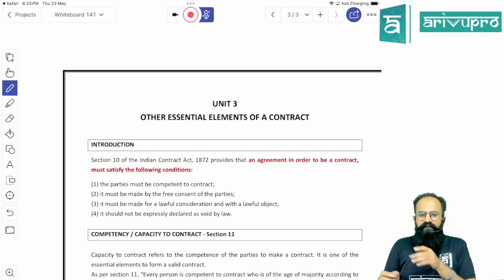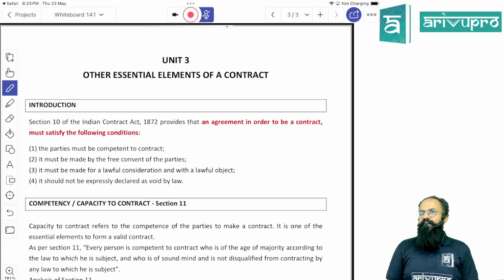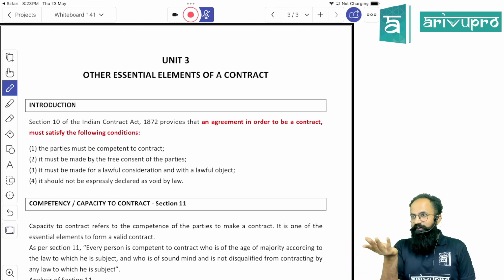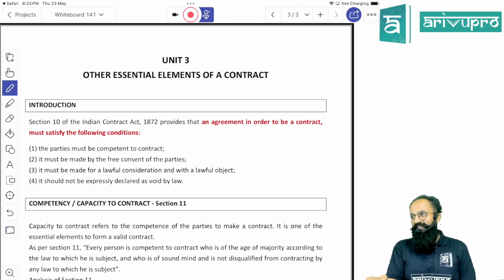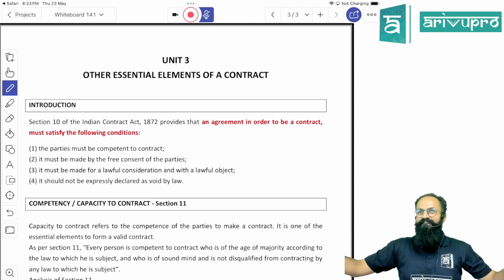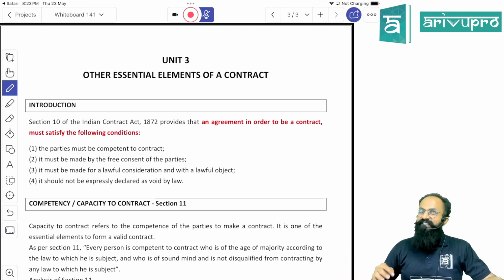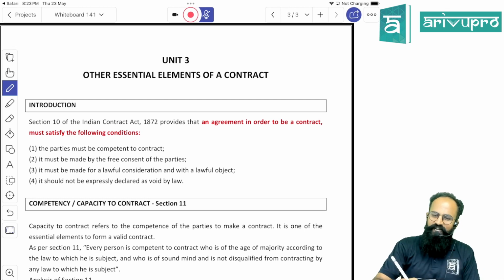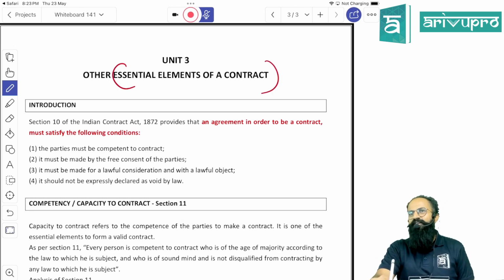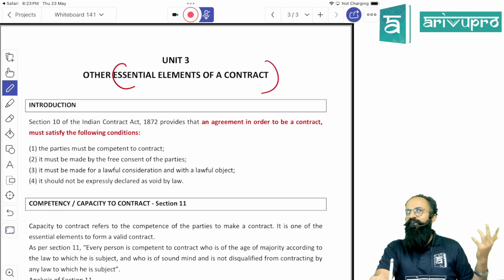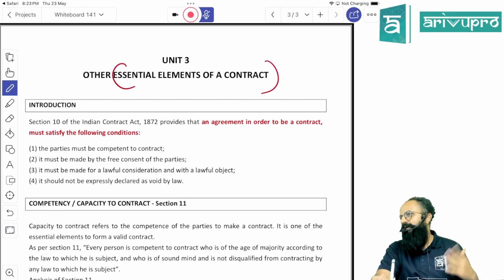So people, let's start the next unit, other essential elements of a valid contract. Let's go back to unit 1. We saw the essential elements of a valid contract, which is given under section 10. We saw offer, rules of offer, acceptance, rules of acceptance, consideration, rules. I told you we'll be seeing only those rules. Now we have come to the other essential elements of a contract. Whatever is left, everything will be covered in unit 3: lawful objective, free consent, capacity of parties.